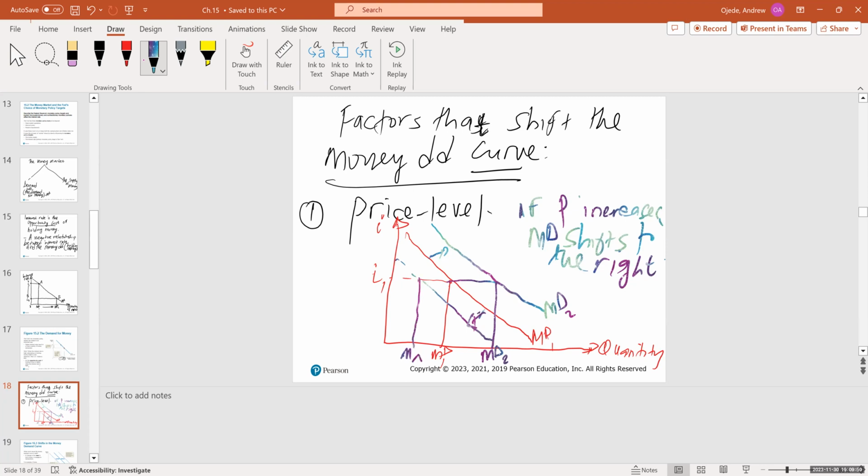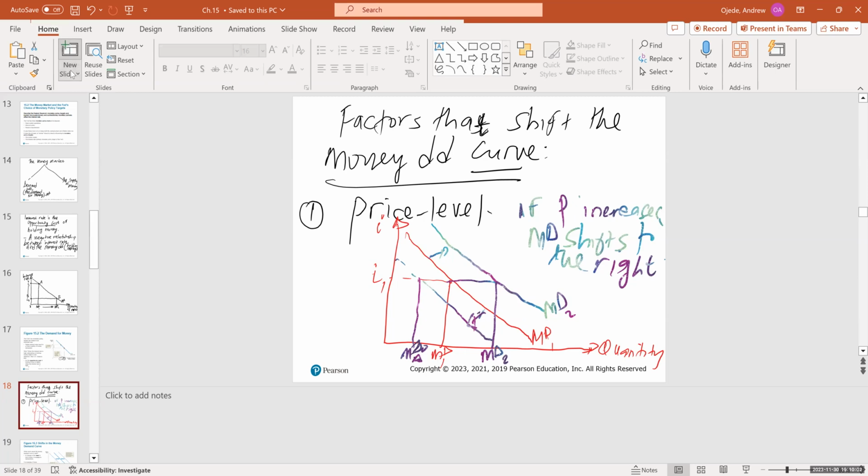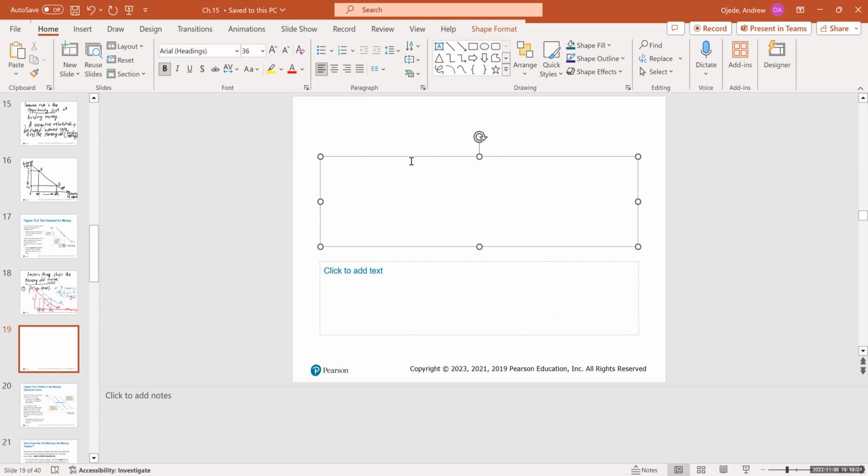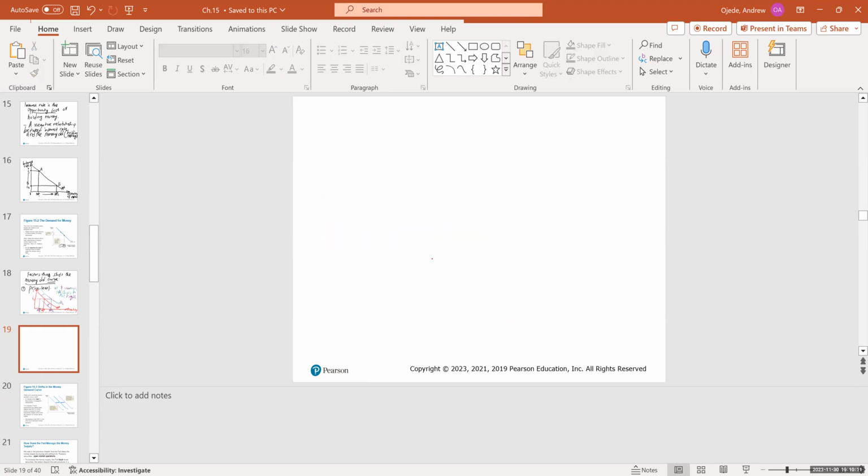We could call this MD0. So price level is one of the primary factors that shift the demand for money left or right. Okay. So what other factors shift the demand for money left or right? Let's talk about a few more. The other factor is going to be changes in real income, changes in real GDP, or you can call it real income. And for real GDP, the notation is Y.